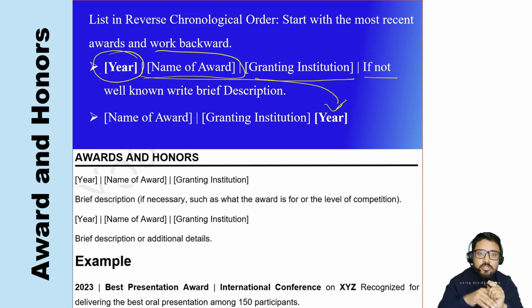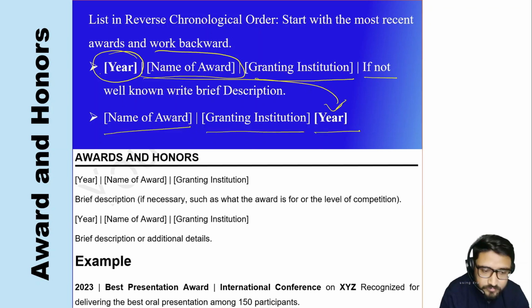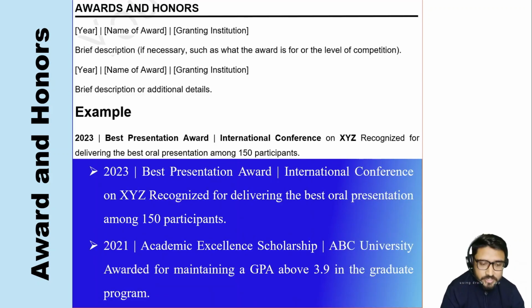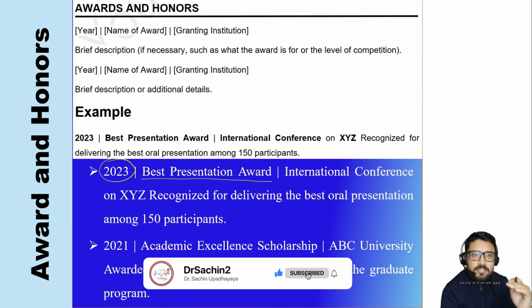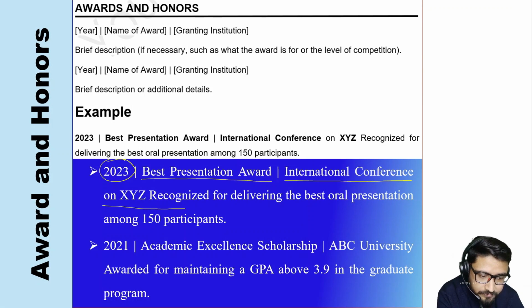If it is not well known, you need to be clear. Like if I write Oscar award I got in 2023, then there is no need to write a description of it. But some awards, from a scholarship or from a university, all will not know, so you can write in short. Let's see an example. First, you can write the year, 2023. Then the name, best presentation award. You are awarded by an international conference of something, recognized for delivering the best oral presentation. If you are a gold medalist, you can mention that also.